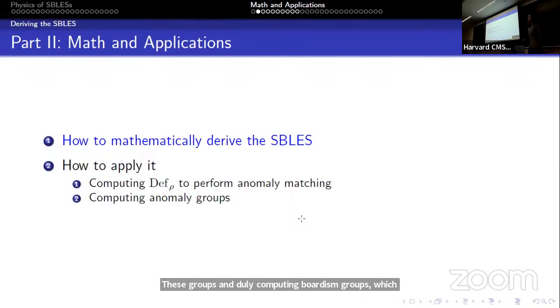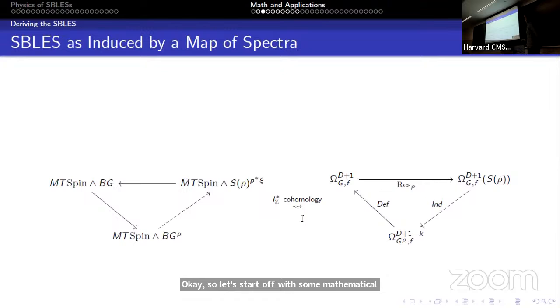Okay, so let's start off with some mathematical underpinnings. I'll sketch a few things. What I want to sketch is that this long exact sequence is induced by a map of spectra. Hopefully it's not too small to see. The right hand side is what Leon just finished explaining to us. What I want to do is talk a little bit about this left hand side, which is formed out of a cofiber sequence of spectra. I want to say what that means.